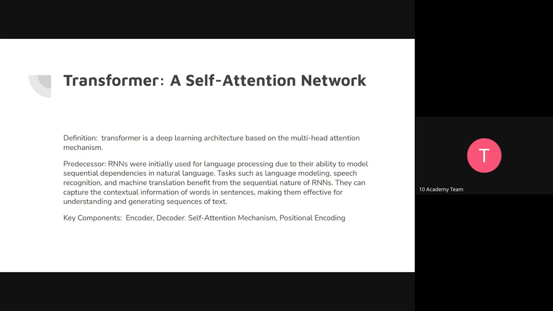Before, there were recurrent neural networks. These are the ones that take into account the sequence, the sequential dependency of the text. Tasks like language modeling could benefit from the sequential nature of RNNs, and they could capture contextual information. So this is the predecessor of transformers.